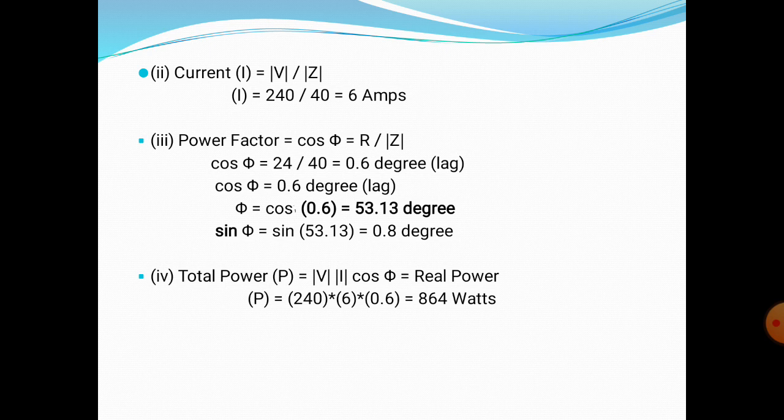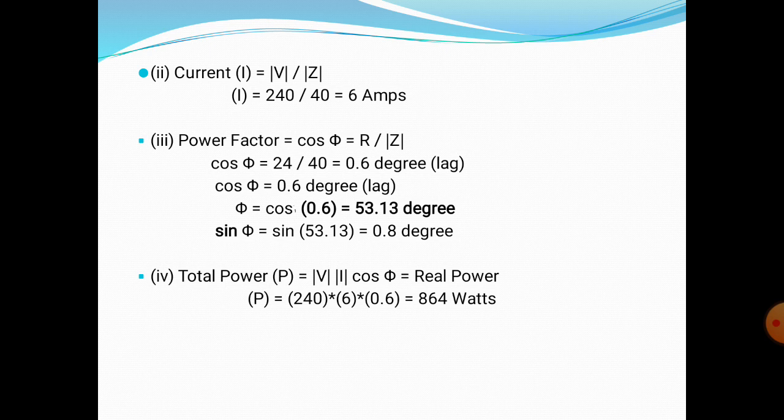And next we have to find the value of power factor. Power factor is nothing but cos phi. The formula of power factor is equal to R divided by modulus of Z. So we find the value of cos phi is equal to 0.6 lagging. And next we find the value of phi, that means cos inverse of 0.6. So we get the answer phi is equal to 53.13 degree. This phi value is substituted in sin phi. So we have the value of sin phi is equal to 0.8.